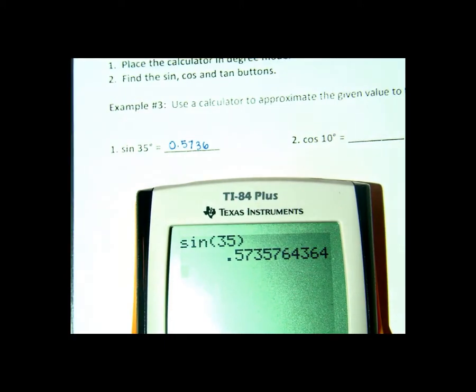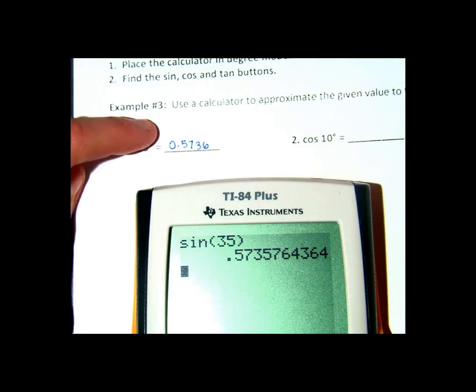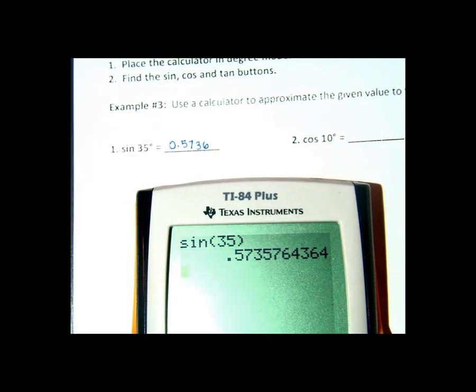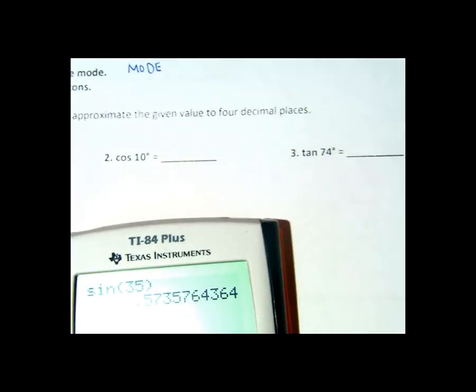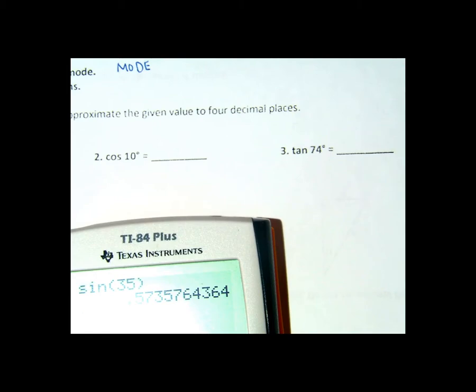Find cosine of 10 and tangent of 74. The reason this is a decimal is because, you know, all of the other ones we did a few minutes ago were. If you change this to a fraction, you could find the lengths of the triangle, but we're not doing that. So find cosine of 10, tangent of 74.